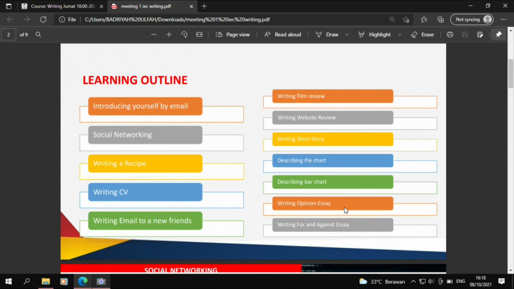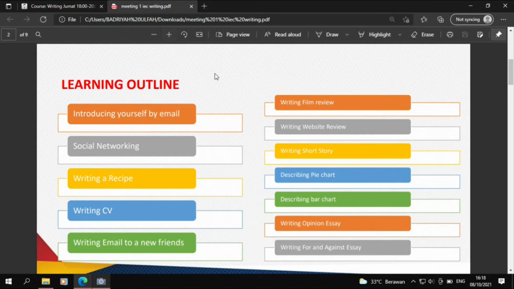I just want to remind you again, karena sebenarnya sudah saya jelaskan di pertemuan lalu di RPS, tapi ini saya buat lagi the learning outline that we will have in one semester, apa saja yang akan kita pelajarin dalam satu semester. In the last meeting, I asked you to introduce yourself, but not really in a very formal way. So we will continue to social networking, writing a receipt, CV, email, film review, website review, short story, pie chart, bar chart, writing opinion essay, and then writing for and against essay.